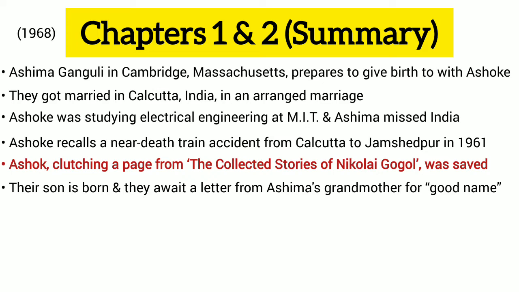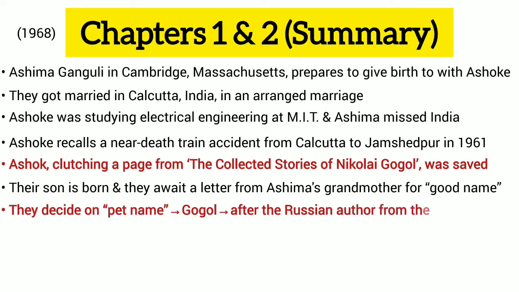As Bengali tradition dictates, the oldest living elder selects the child's name. Without the letter, they decide on a temporary nickname or pet name, Gogol, after the Russian author from the train incident. At the age of 6 months, Gogol is honored with a rice ceremony by Ashima and Ashok.